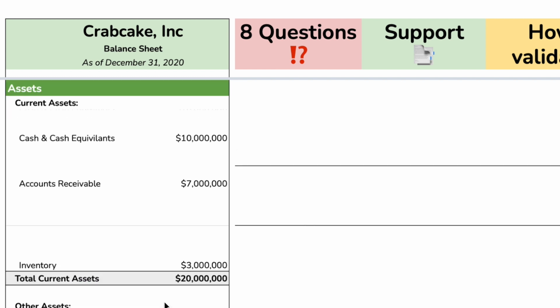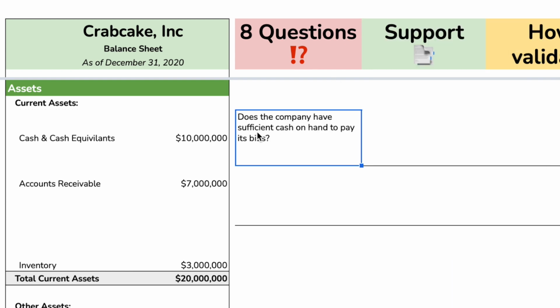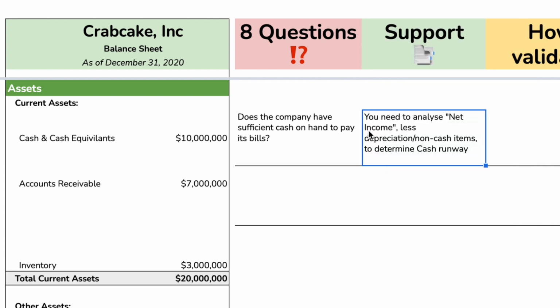Now, let's take a look at the questions that I'm going to be asking about each of these line items on the asset side. So for cash and cash equivalent, the first question that comes to mind about cash is, does the company have sufficient cash on hand to pay its bills? And more specifically, like I said, if the company is not profitable yet. So the first thing you got to do is look for the support. What is my support here? So my support will be analyzing the net income, less depreciation, and non-cash items to determine cash runway.